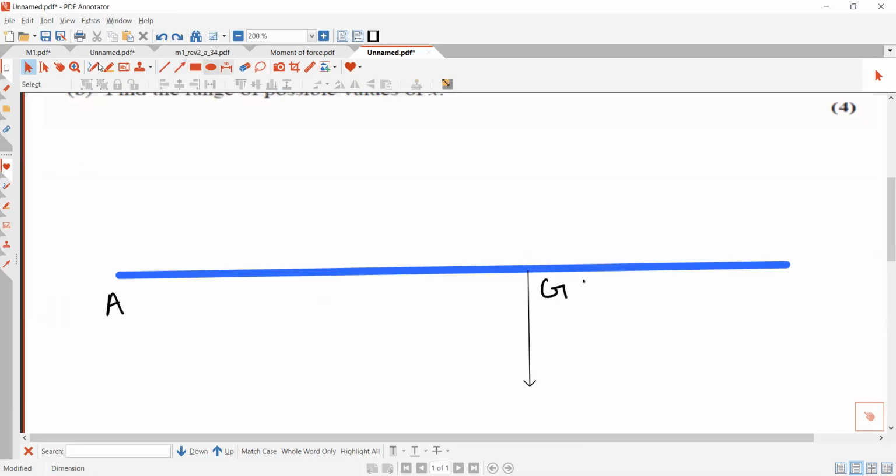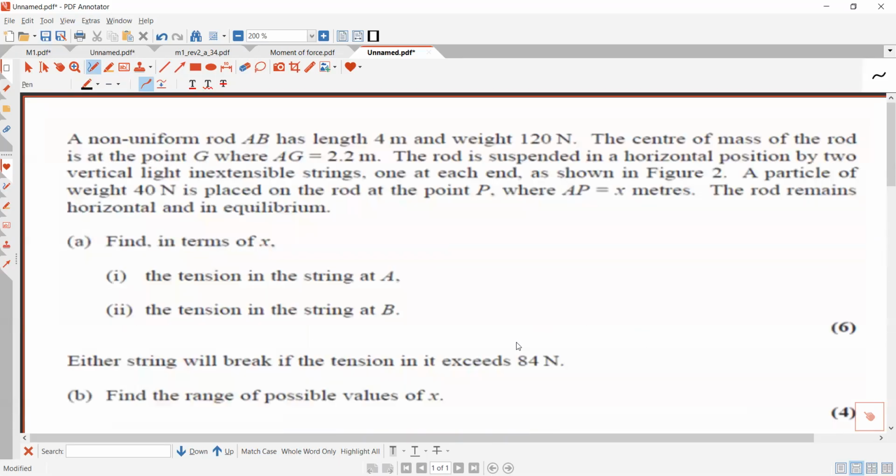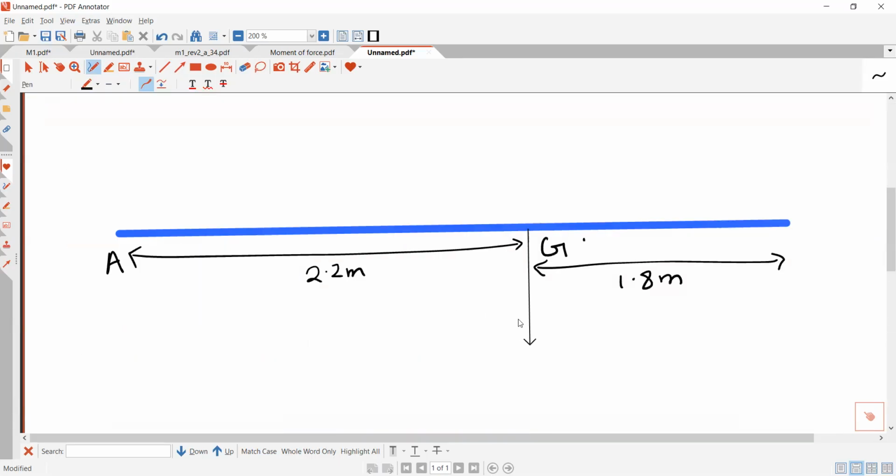Okay, so we have 2.2 meter. This is how much? 2.2 meter. If this is 2.2 meter, this is going to be 1.8 meter. Everybody agrees with me? Okay, this is AG, and this is how much? Center. At center, what do you have? 120 Newton. At the center, you have 120 Newton.